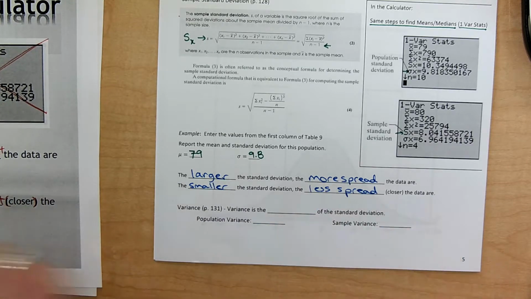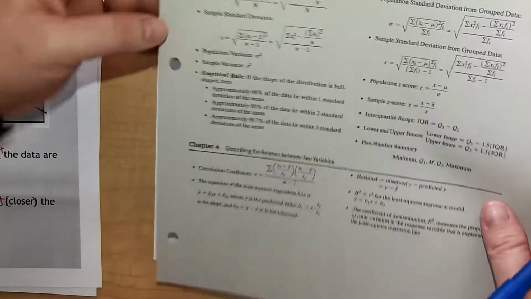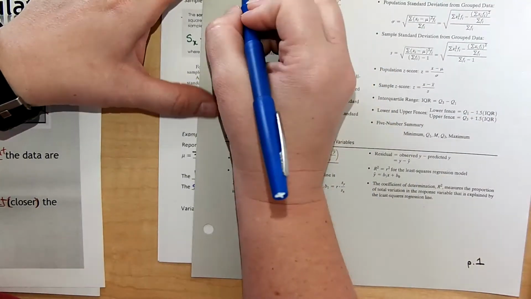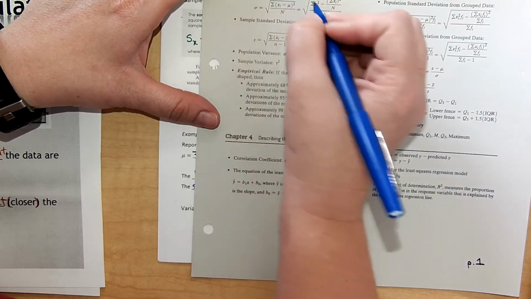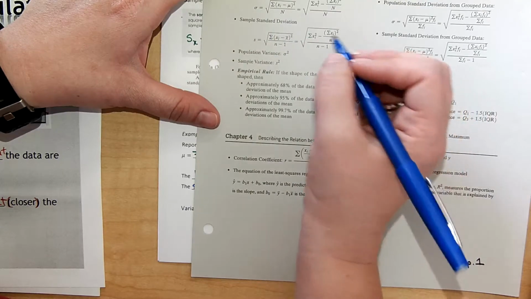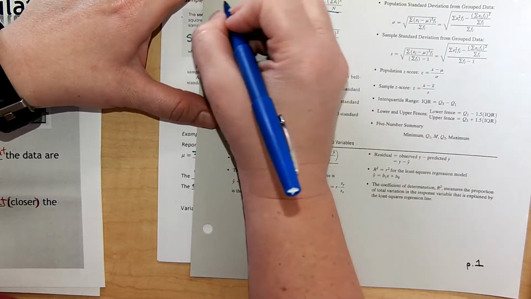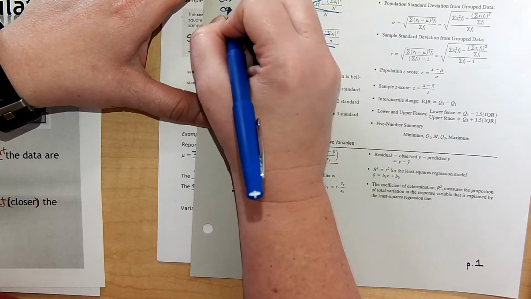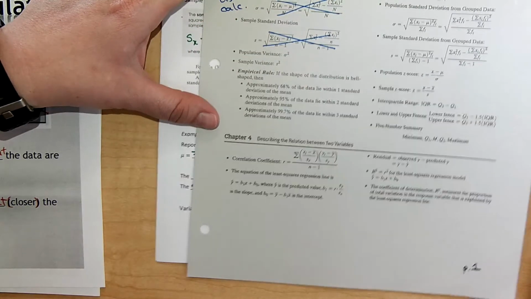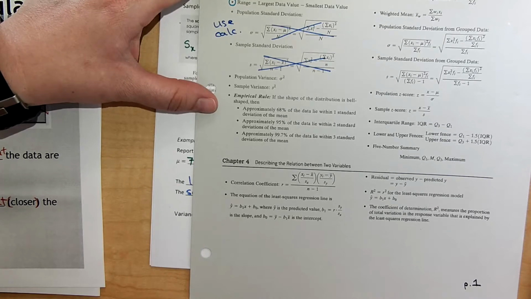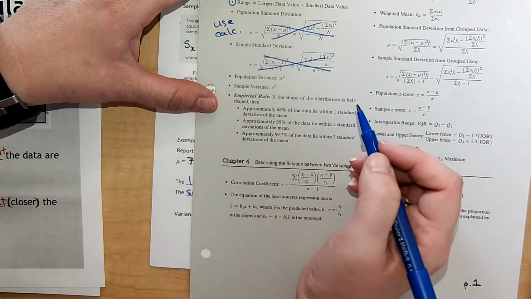One last little bit, let me show you about standard deviation. The formula booklet has the formula for population and for sample. We don't need to do either of these by hand. You might just want to make yourself a note to use the calculator. So you can do them by hand, but I don't recommend it. I would just say use the calculator.